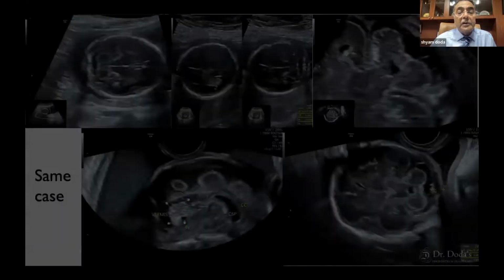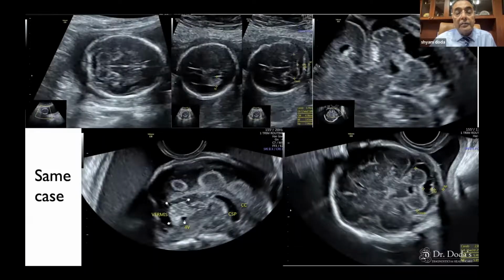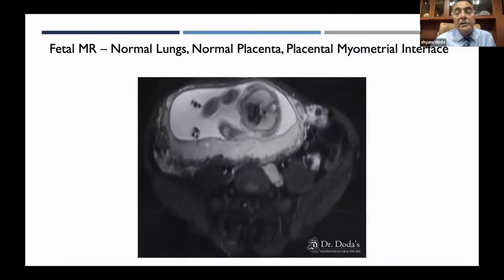For example, let's say this is just a comparison with ultrasound. There is no doubt that Dr. Tina showed, or we all see, the anatomy of the brain so nicely on ultrasound, but MR also shows similar details of the brain. This is a cross section of the chest. This shows the lungs so nicely as echogenic, and both sides of the heart are very nicely seen here.